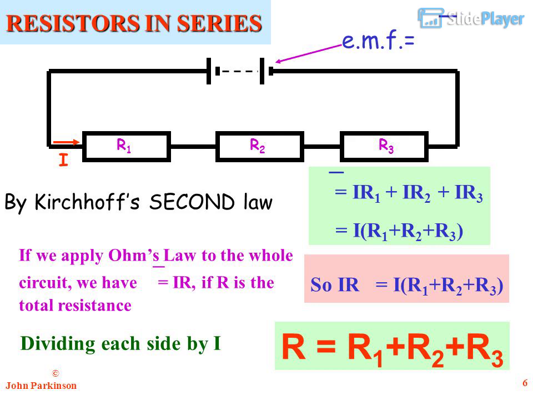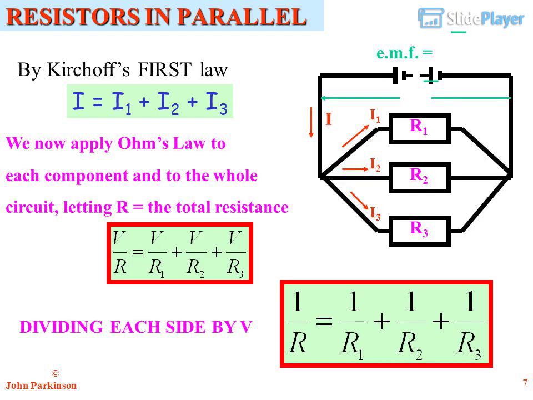Resistors in parallel. By Kirchhoff's first law, I equals I1 plus I2 plus I3. We now apply Ohm's law to each component and to the whole circuit, letting R equal the total resistance: I1 equals V over R1, I2 equals V over R2, I3 equals V over R3. Dividing each side by V gives 1 over R equals 1 over R1 plus 1 over R2 plus 1 over R3.